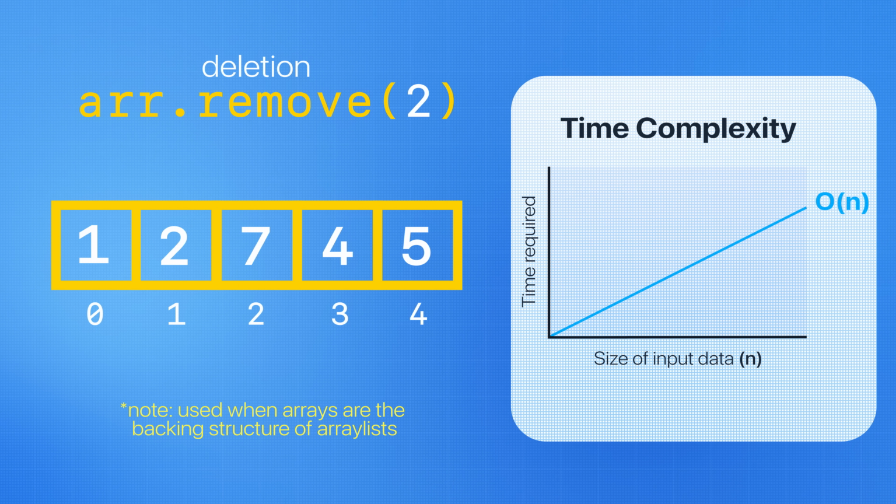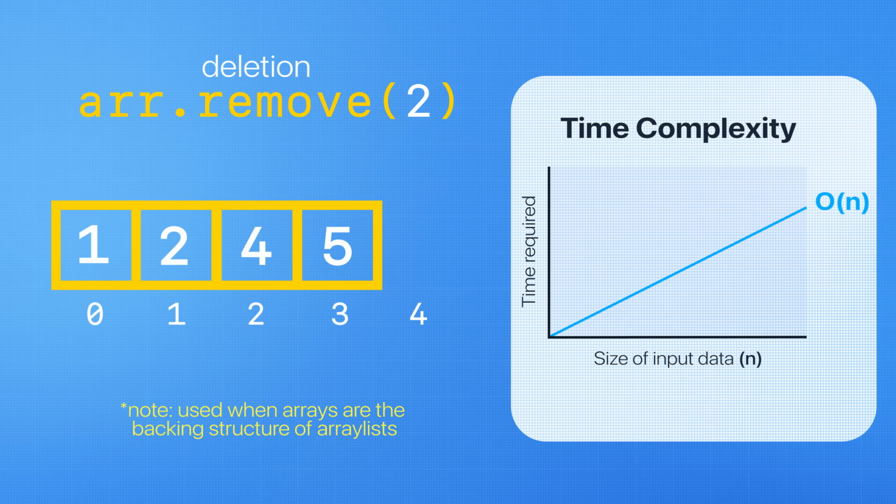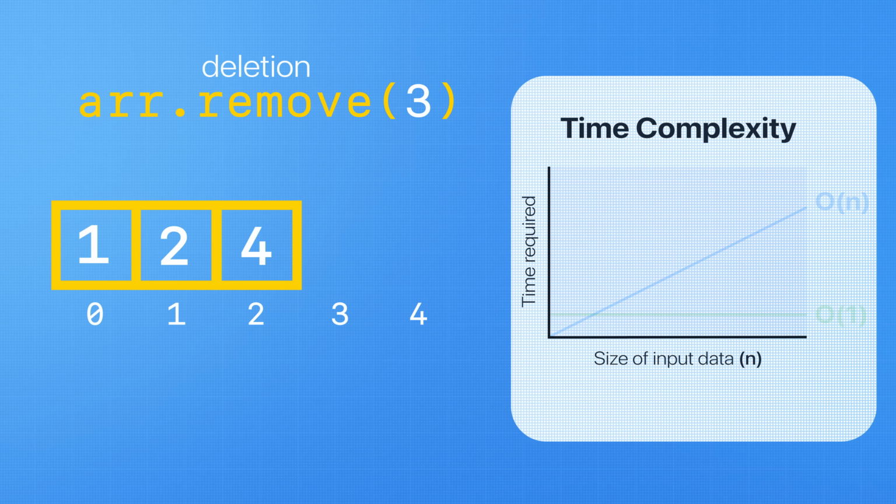Deleting an element is also O of n because once an element is removed, all subsequent elements must shift down to maintain the array's contiguous structure. Unless you're deleting at the very end of the array. In that case, it's an O of 1 because you're just removing the last element and there's no shifting downwards.